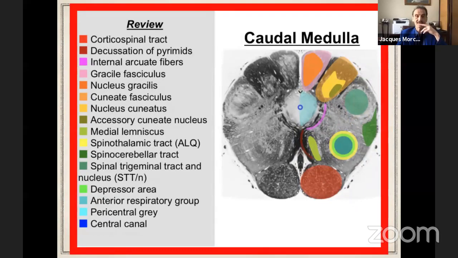And the caudal medulla, similarly, the pyramid. Here we've got the lemniscal decussation, the internal arcuate fibers. You can see them as they decussate, and the dorsal columns as well.